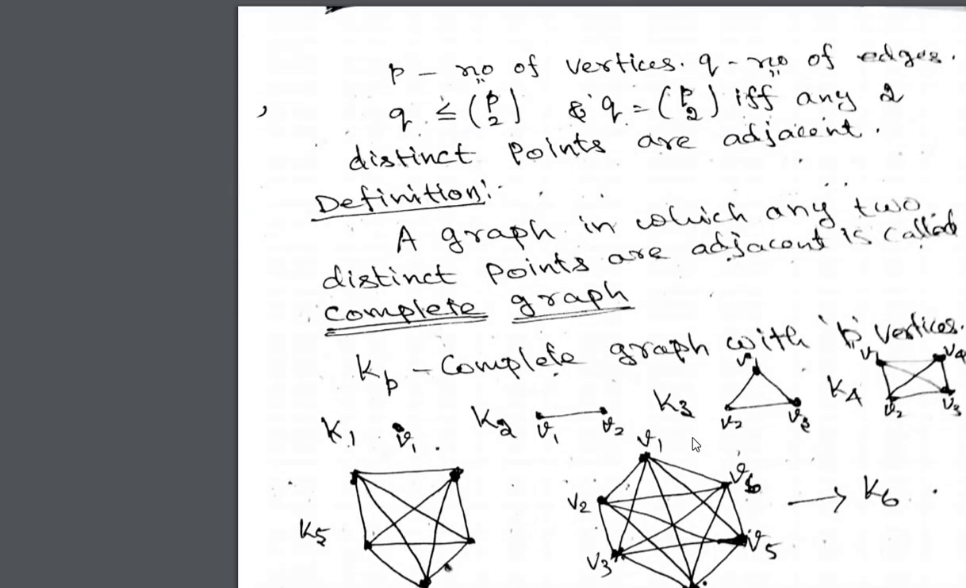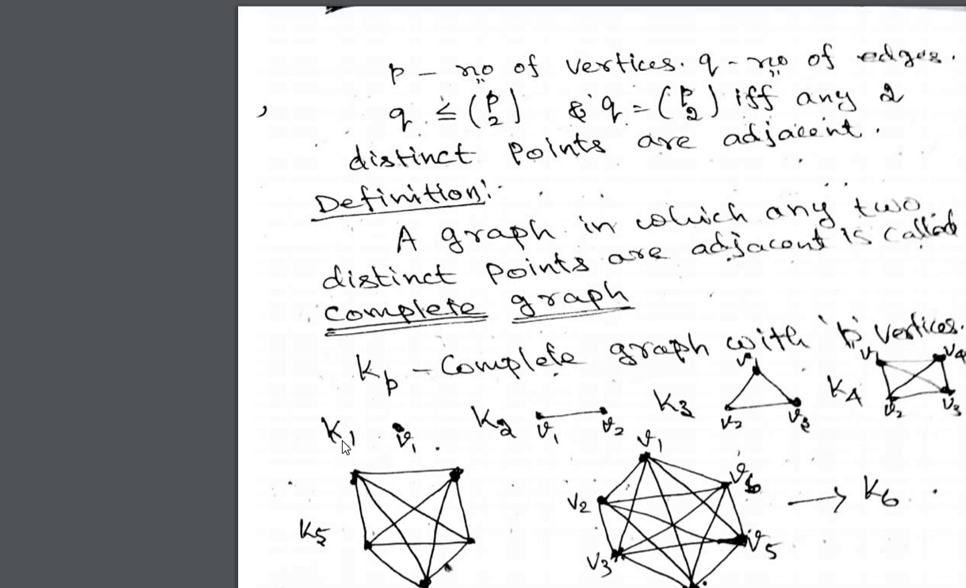Now next we move on to another definition. A graph in which any two distinct points are adjacent is called a complete graph. The complete graph with p vertices is denoted by the notation KP. So any two distinct points should be adjacent, and then that graph is called a complete graph. KP is the complete graph with p vertices.